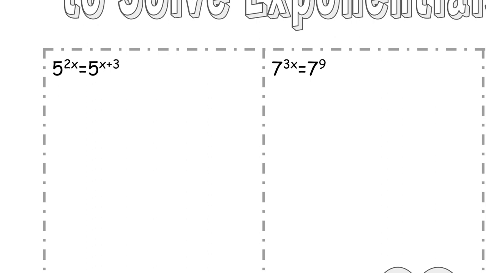When you look at this first one, you notice how both of the bases are the same. So if the bases are the same, that means you can actually drop the base and simply set your exponents equal to each other and solve. So we would get x equals 3. Would it work? 2 times 3 is 6. 3 plus 3 is 6. So in both cases, we have 5 to the 6.